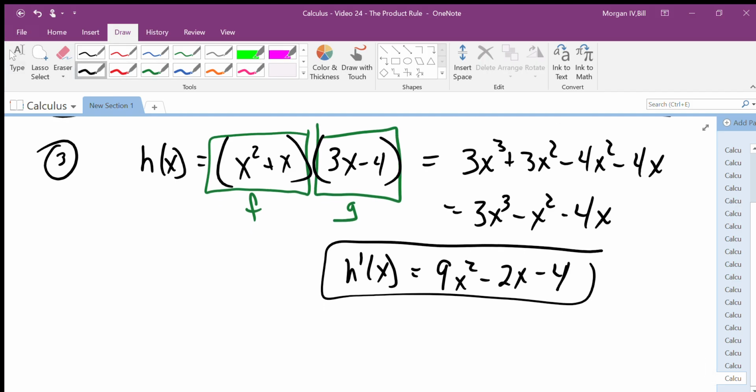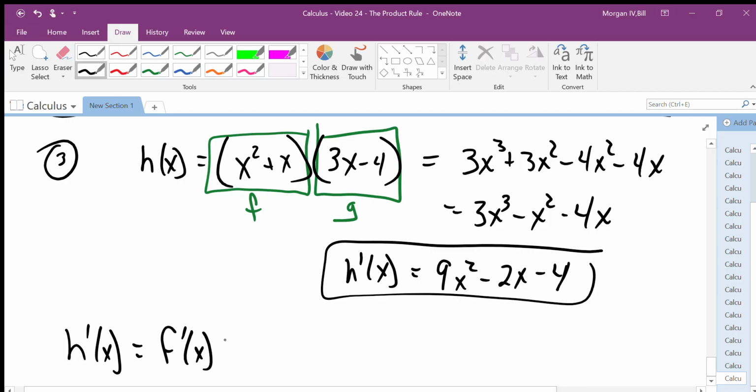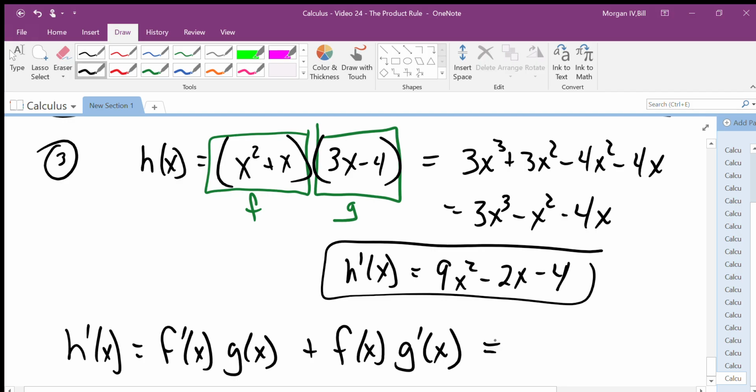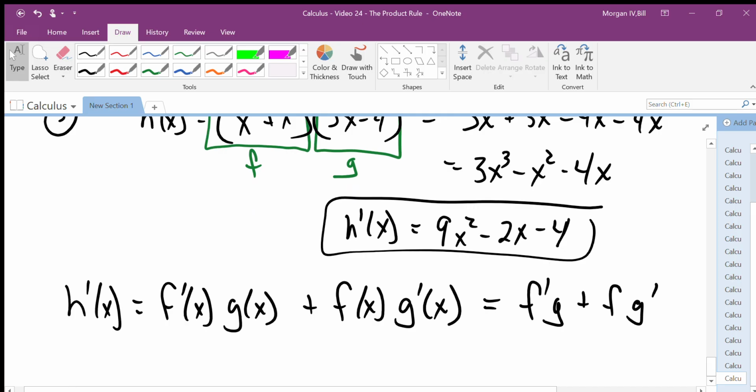So we would say that h prime of x is equal to f prime of x times g of x plus f of x times g prime of x. Or if you want, just f prime g plus fg prime. If you assume we're talking about all x's here as the variable, you can think about this as f prime g plus fg prime. Sometimes that's easier to remember. So it's the derivative of the first times the second plus the first times the derivative of the second.